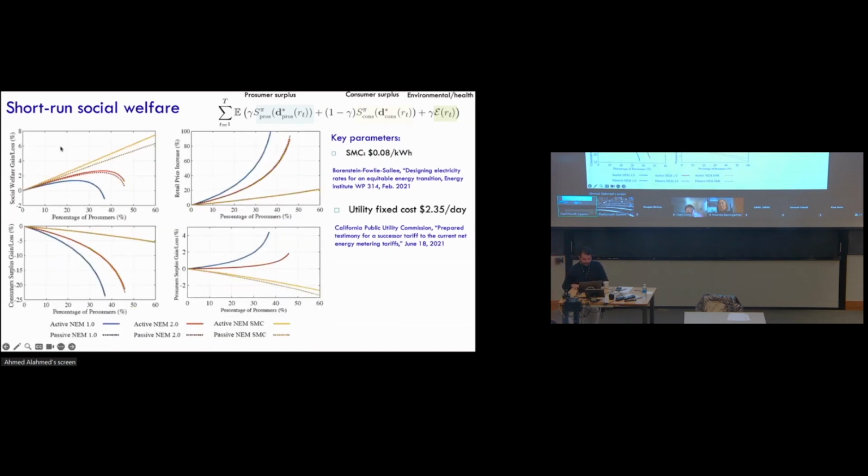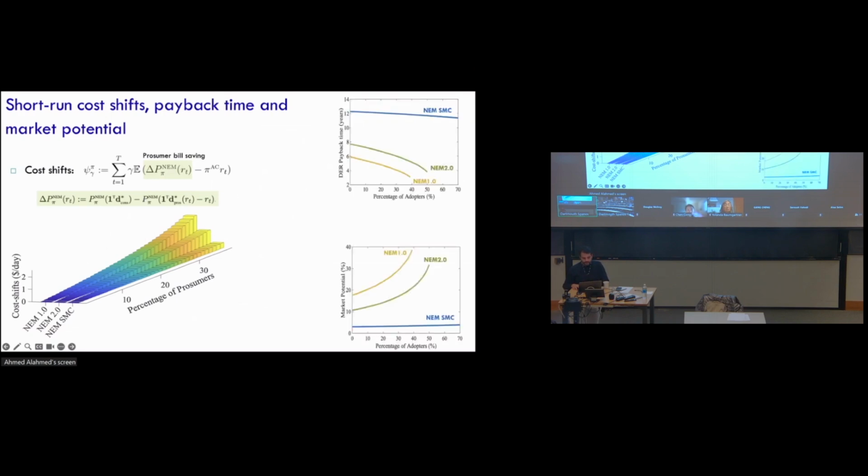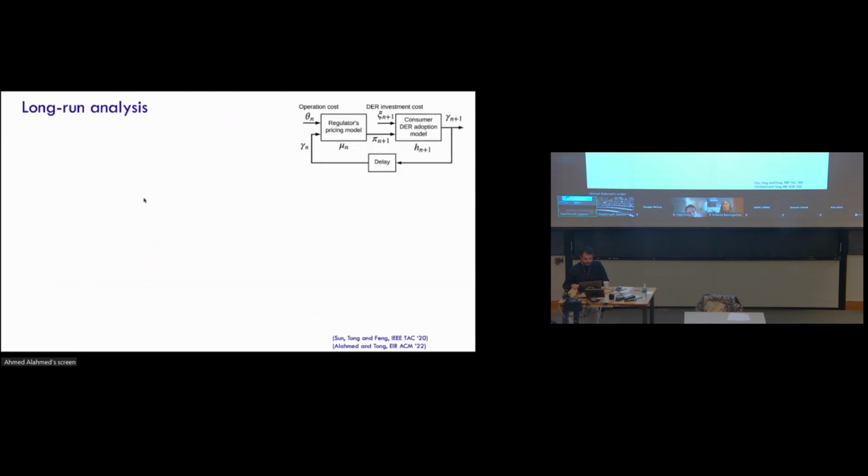I'm going to skip this figure. This figure shows the market. This figure shows the cost shifts. So net metering 1 has a lot of cost shifts, and then as you go toward net metering 2 and net metering 3, you can minimize the shifted costs. I'm going to skip this too.